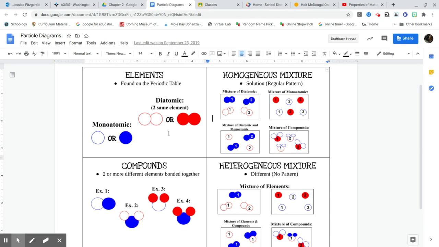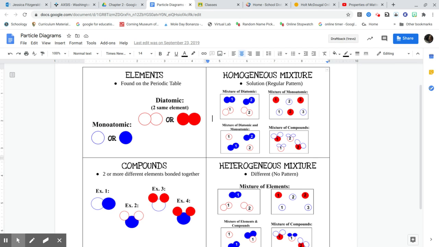Diatomic elements are where you have two of the same elements that are chemically bonded together, and they occur that way naturally in nature. So, oxygen is a great example of a diatomic element. Oxygen always has two oxygen atoms bonded together. It's always O2. The others that make up that seven are hydrogen, nitrogen, fluorine, chlorine, bromine, iodine. You don't have to worry about knowing those elements for right now.